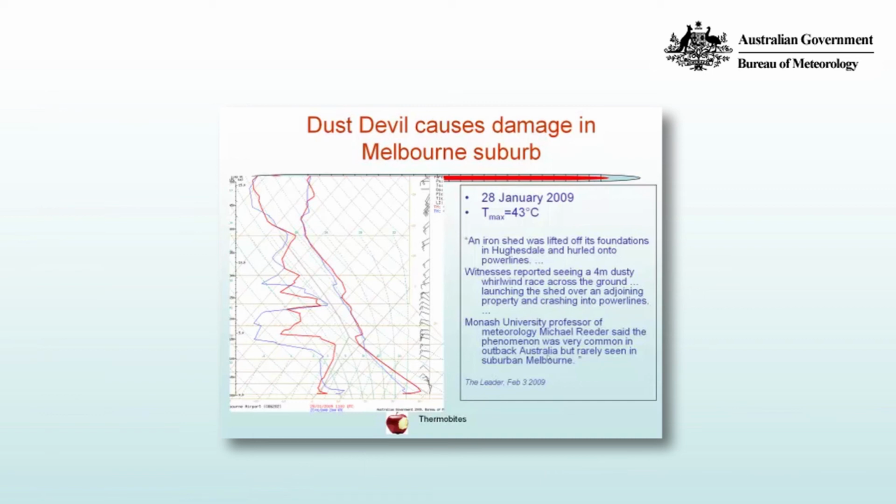An iron shed was lifted off its foundations in Hughesdale and hurled into the power lines. Witnesses reported seeing a 4-metre dusty whirlwind race across the ground, launching the shed over an adjoining property and crashing into power lines. And that is obviously a dust devil. Monash University Professor of Meteorology Michael Reeder said that the phenomena is very common in outback Australia but rarely seen in suburban Melbourne. Well, one wonders whether, in a warming world, we'll see dust devils far more often in Melbourne.